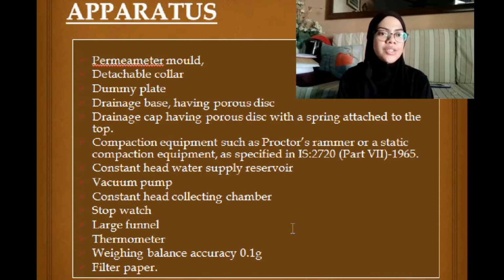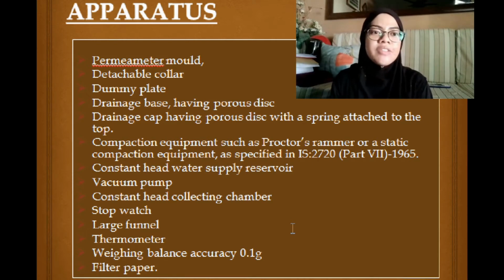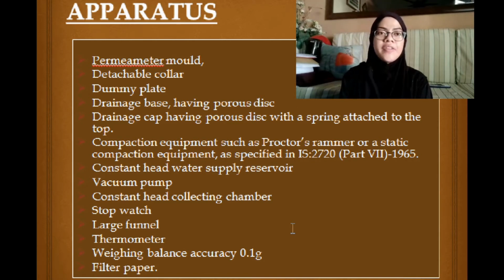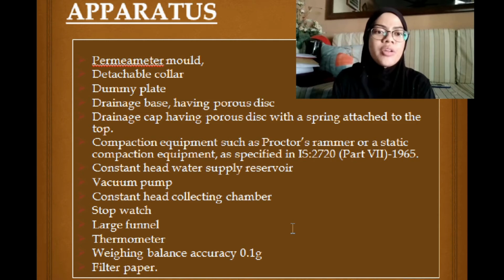compaction equipment, such as a proctor rammer or static compaction equipment as specified in IS 2720 of 1965. Number 7 is a constant head water supply reservoir. Number 8 is a vacuum pump. Number 9 is a constant head collecting chamber. Number 10 is a stopwatch. Number 11 is a thermometer. Number 12 is a large funnel. Number 13 is a weighing balance with accuracy of 0.1 gram. And number 14, lastly, is a filter.